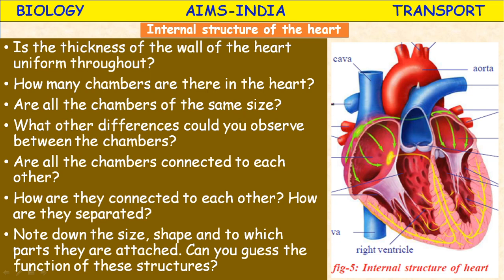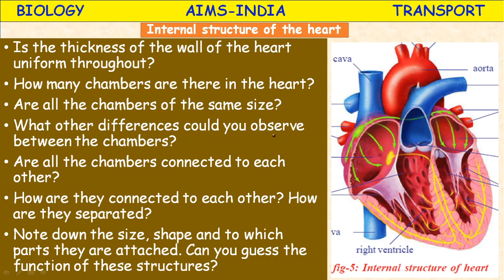How many chambers are there in the human heart? 1, 2, 3, 4. Four chambers. Are all the chambers of the same size? No, there is a difference in the sizes. Even in the two auricles, one is big and one is small. Even in the ventricles, one is big and one is small.